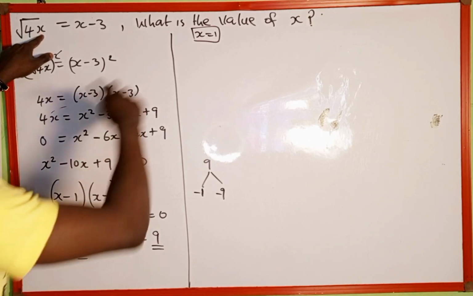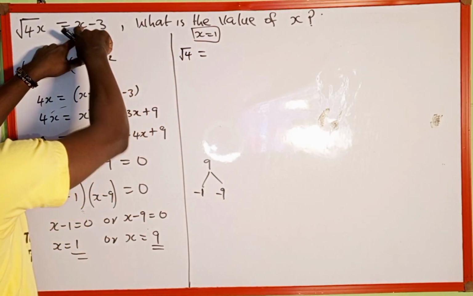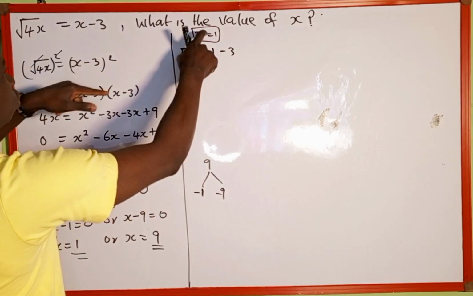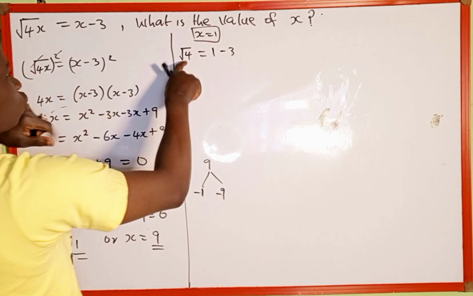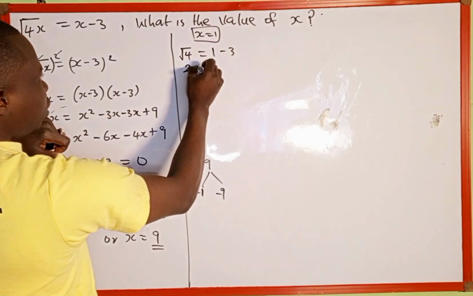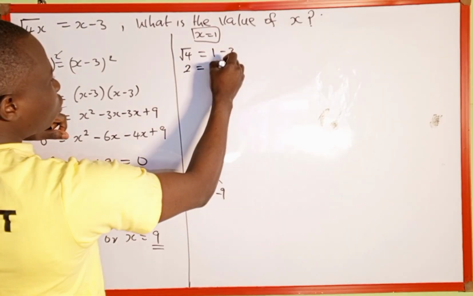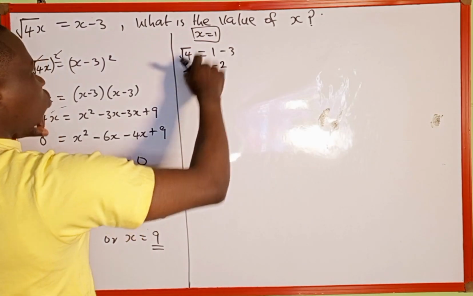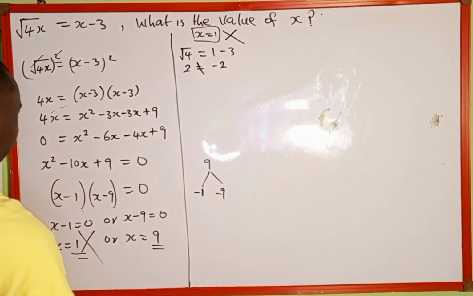4 multiplied by 1 is going to give 4. So square root of 4 is the same as, when we plug in 1 here, it's going to be 1, then minus 3. So what we just did, we just replaced anywhere we see x with 1 in this equation. Now square root of 4 is going to give us 2, which is equal to 1 minus 3, which is going to give us minus 2. And 2 is not the same as minus 2. Therefore, this first value of x equal to 1 did not satisfy the equation.